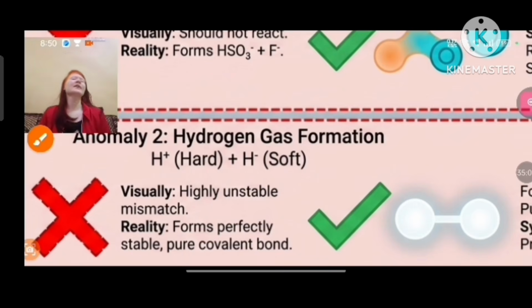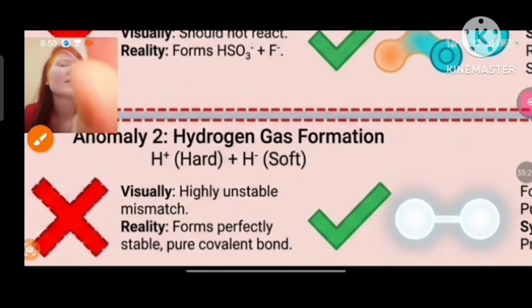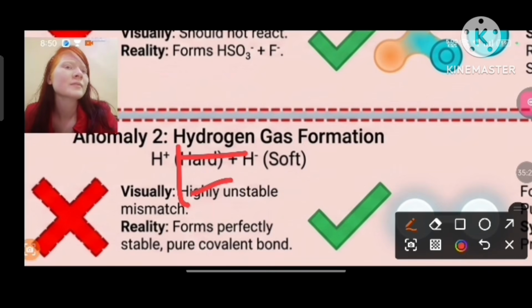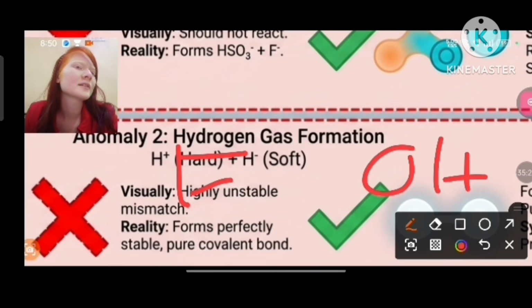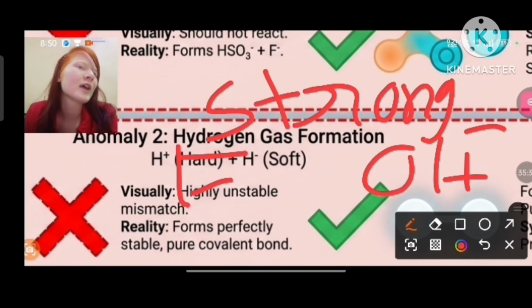The next limitation is that it does not explain the relative strength of acids and bases. Which one is the hardest and which one is the softest? Suppose, for example, the hard bases fluorine and OH-. It does not tell which one is the strongest. It fails to explain it.